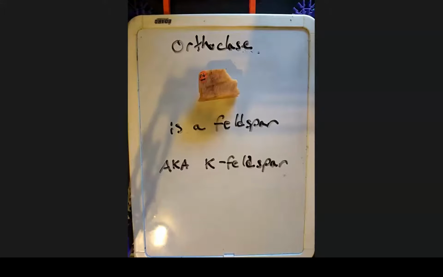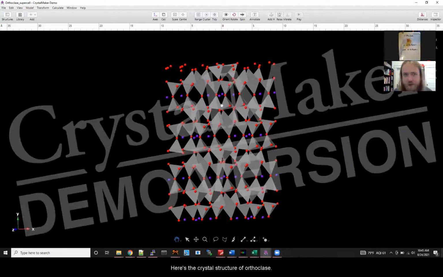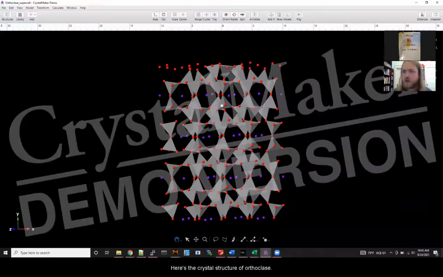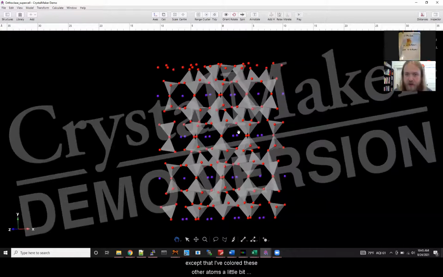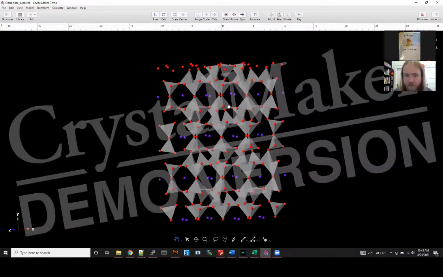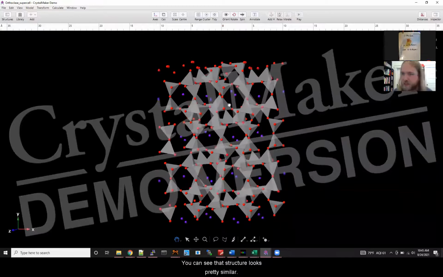Here's the crystal structure of orthoclase. It looks very similar to plagioclase, except that I've colored these other atoms a little bit differently. So this purple is for potassium in here. You can see that structure looks pretty similar. All the tetrahedra are joined in a network. That's why it's a feldspar. And there's other stuff in here. That's the second reason that we call it a feldspar.